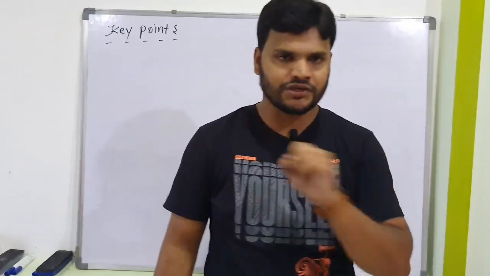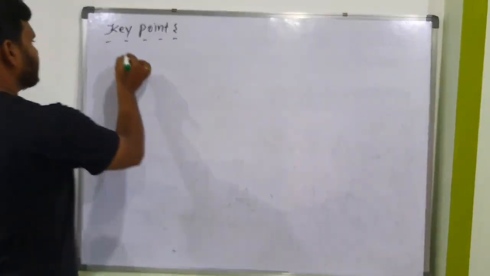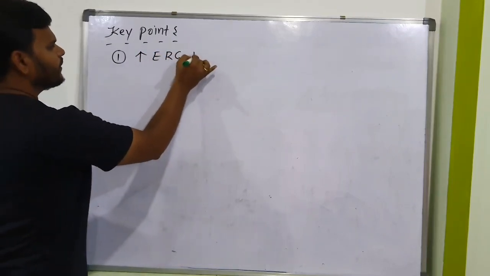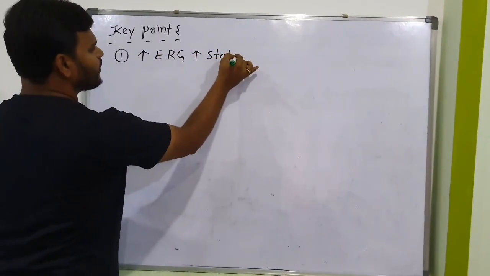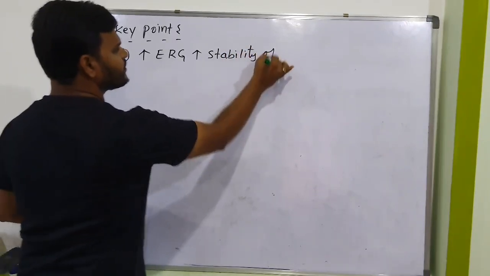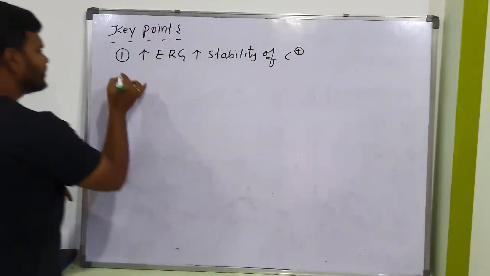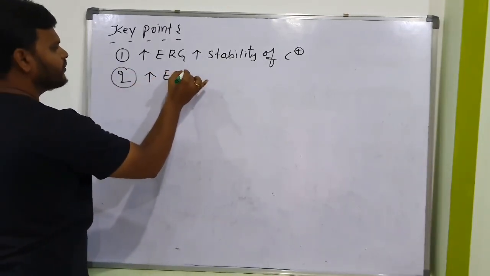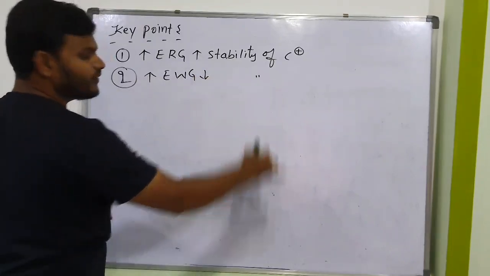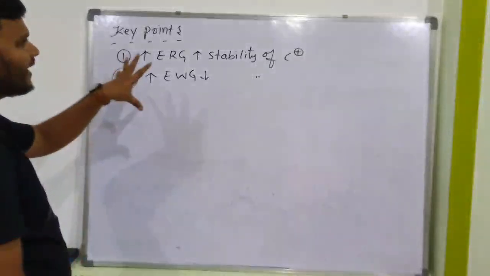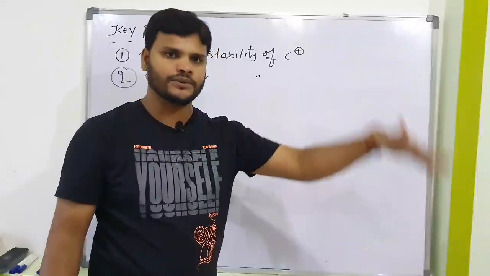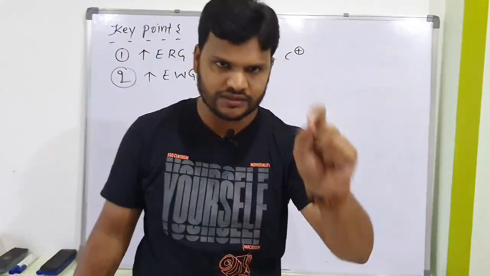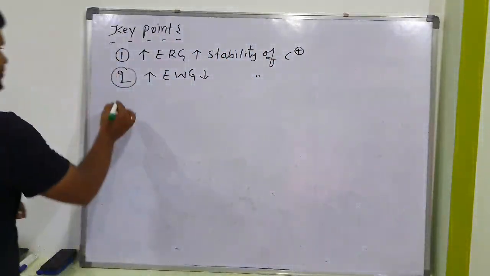Key points for stability. Please write it down. First one: increase the electron releasing group, increase the stability of carbocation. So the second point is completely reverse: increase the electron withdrawing group, decrease the stability of carbocation. So already I told you, carbocation is directly proportional to free radical. So carbocation stability order and free radical stability order are both the same. Don't get confused.